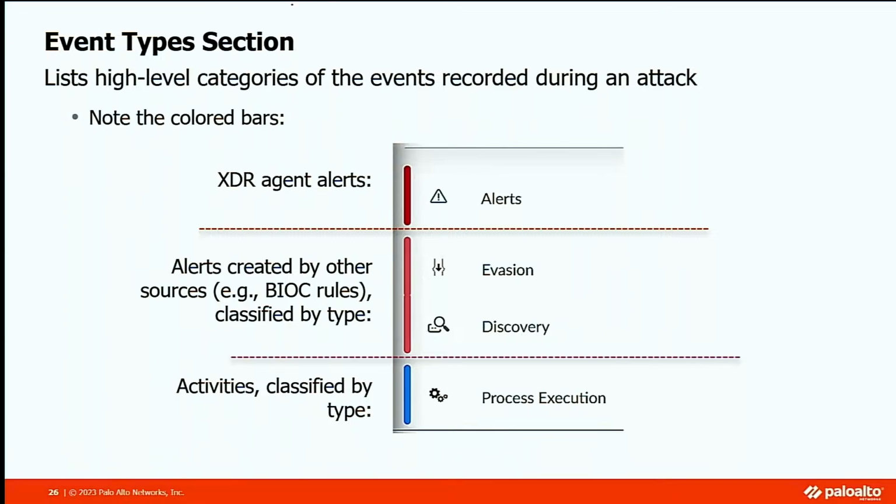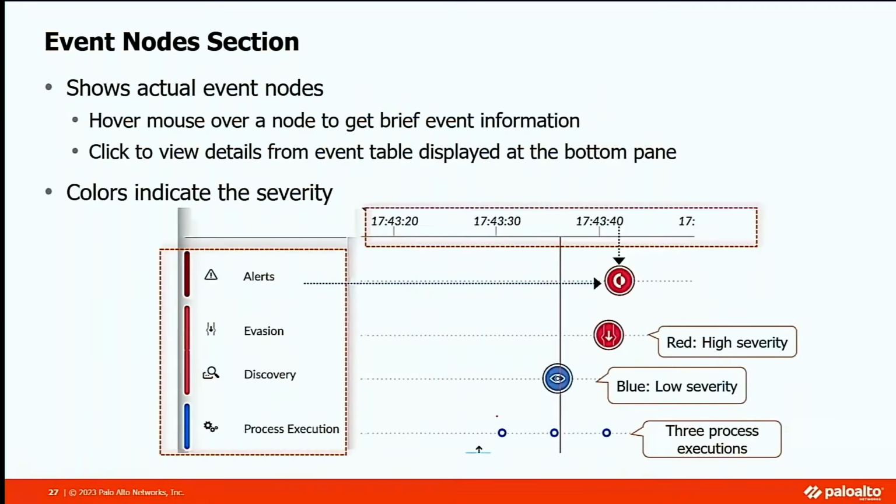And so what we show you is a legend on the left-hand side, a list of high-level categories of the events recorded during the attack. Up the top is where we'll find the alerts generated by XDR agent. In the middle, we'll find alerts created by other sources, BIOC, IOC, XDR analytics, different categories will be identified. In this case, only evasion and discovery tactics were identified. And then we see the activities classified by type: process executions, network connections and others. So we correlate all those actions with the time when it happened.